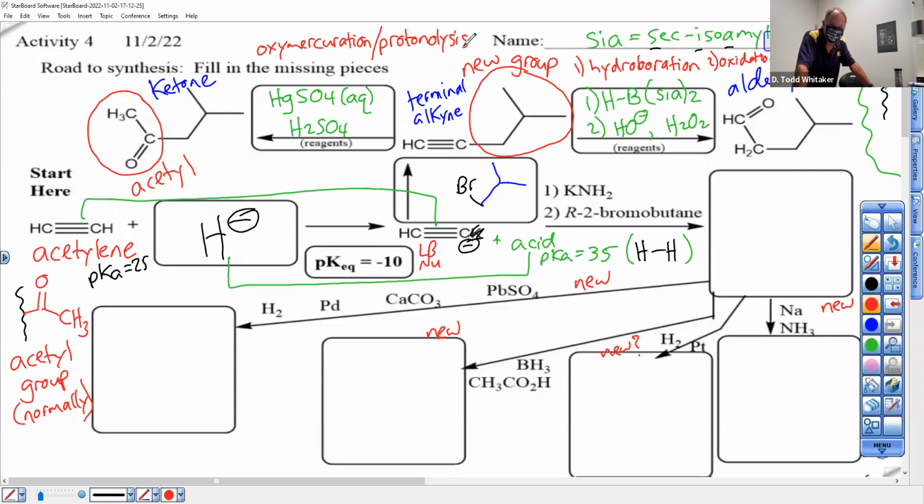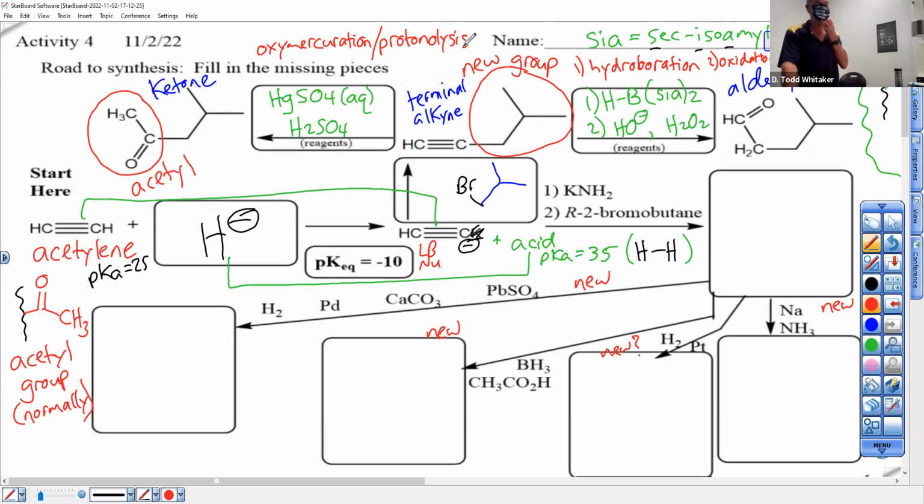On Monday, we do both those mechanisms. They're big mechanisms coming up. You're going to have a mercury mechanism on your test. It'll be either the alkene version or the alkyne version. And you'll have the hydroboration oxidation mechanism. It will be the other one. So if I use an alkyne for the oxymercuration on your test, it'll be an alkene for the hydroboration. But you're going to have both.